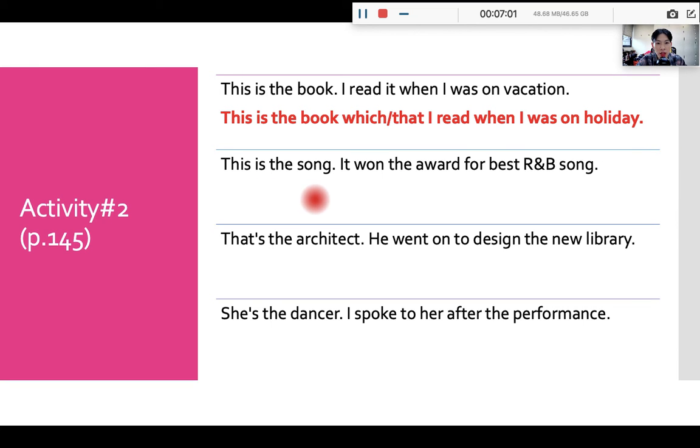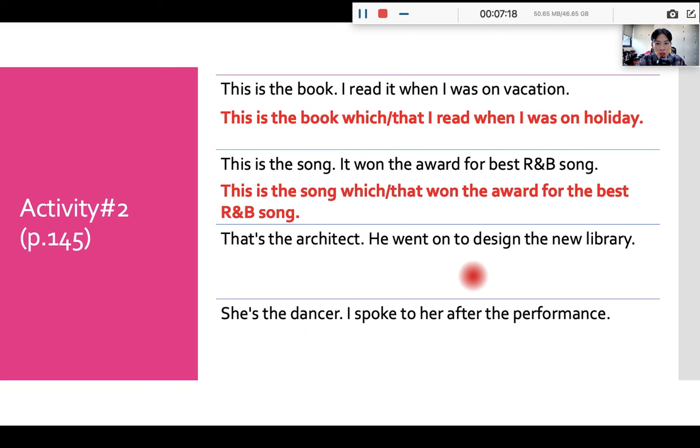The second one, this is the song. It won the award for Best R&B Song. So the song and it, they are the same. So again, we are talking about a thing here. So we can use which and that. So this is the song which or that won the award for the Best R&B Song. So check if it is reducible. So which and that refer to song. So put the song back into the relative clause. It should be the song won. So it takes the place of a subject. So it cannot be reduced.